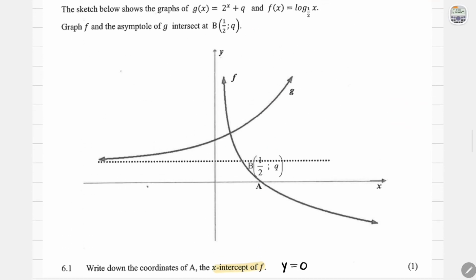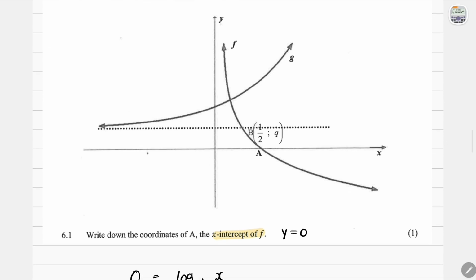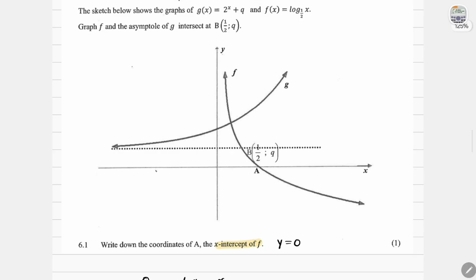It's always best to use a point that is already here. Do we have a point on F? Yes, we do. We have an x-intercept. Okay, so think about it. X and y with inverses, they switch places. If you had an x-intercept in the log graph, what are you going to have in the exponential function? You're going to have a y-intercept. So let's keep that in mind.